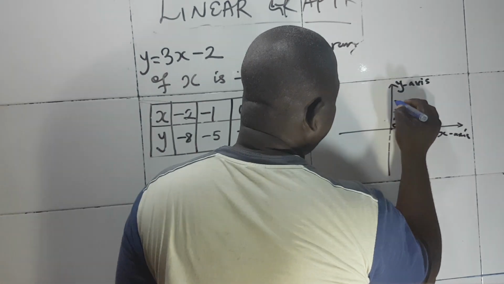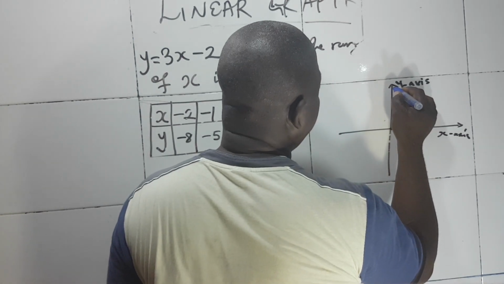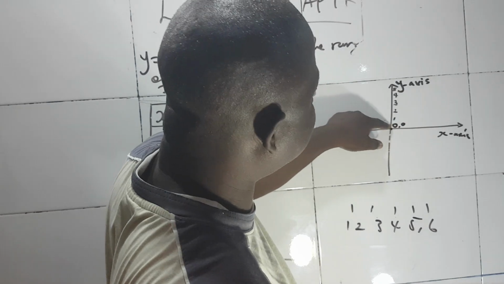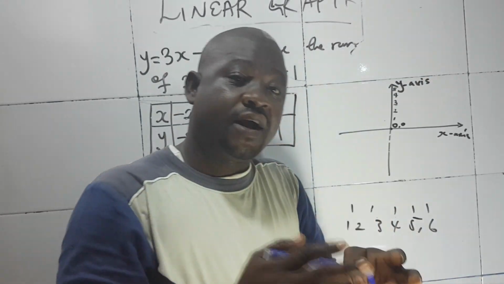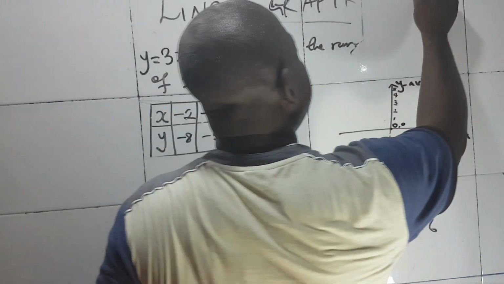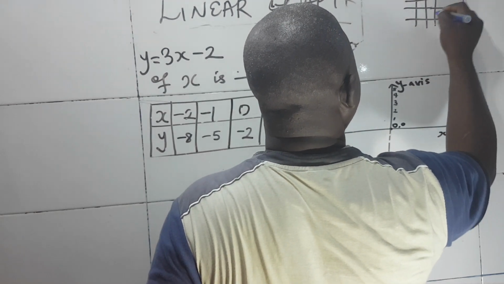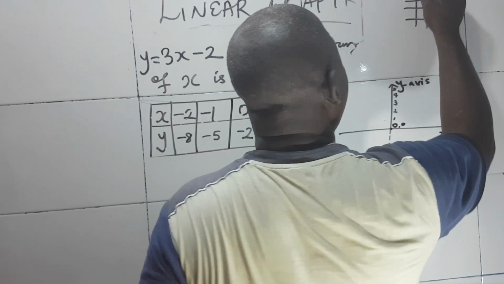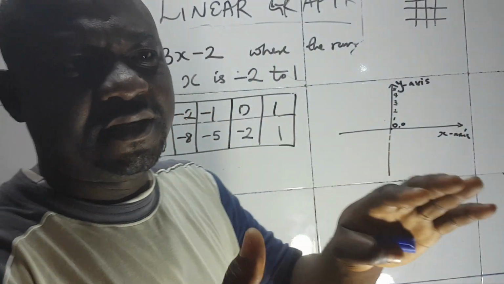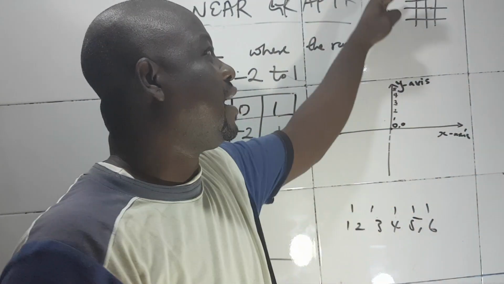2, 3, 4, 5. So the distance must be the same. If you check your graph sheet, you see that it's in this format. You have box, box, box. These boxes, they are all graduated. They are all regulated. They are all the same.